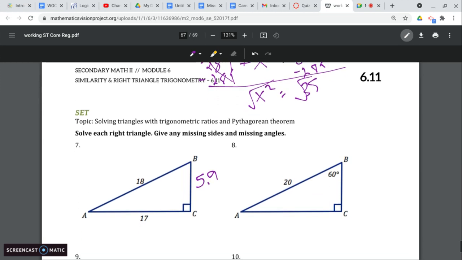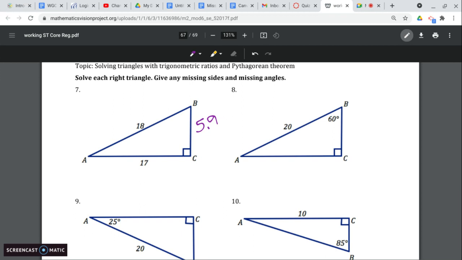All right, now in terms of our missing angles, here's where we have to use our trig ratios. So looking at this, I'm going to solve for B first. And we always want to use the side measures that are given to us rather than ones that we've solved for, just because they're more exact. Like this 5.9, it wasn't just 5.9, it was 5.91 and so on. It went on forever. So we want to use the exact values, the 18 and 17. So 17 is opposite, 18 is hypotenuse. So that means we are looking at sine. So sine of B equals 17 over 18.